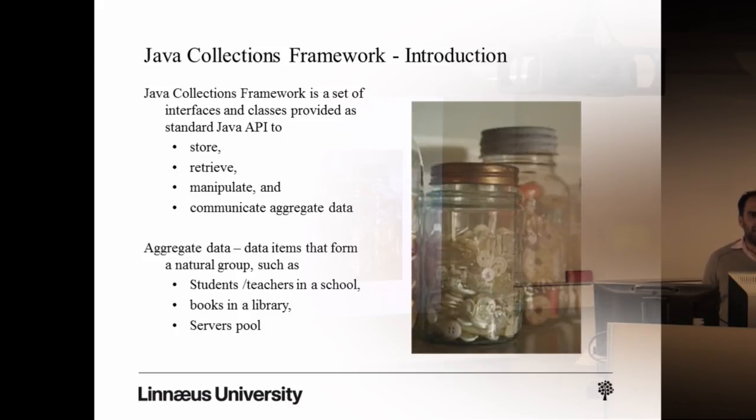So it's different kinds of data that form a natural grouping and have some kind of association. For example, maybe books in a library, or players in a team, or members in a club, or students in a classroom. All these kinds of things that form a natural order, we can say are collections. We can represent them using the Java collections as well.